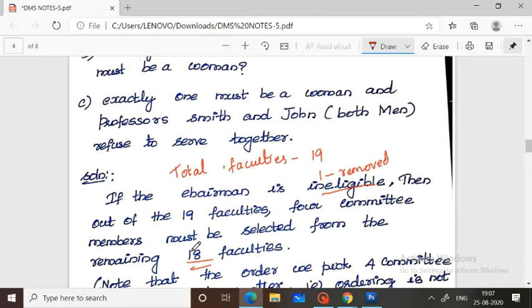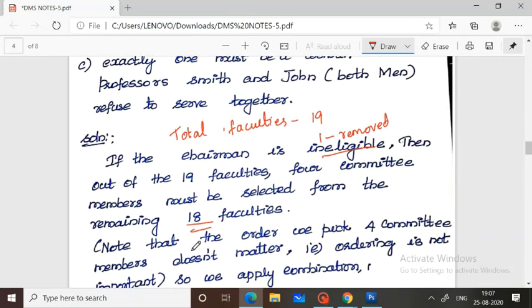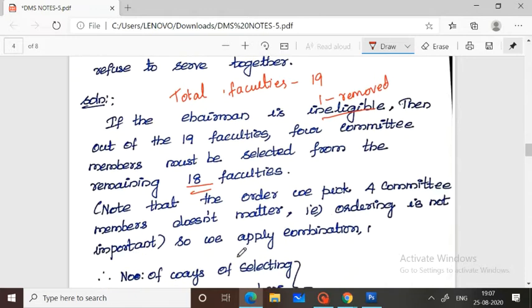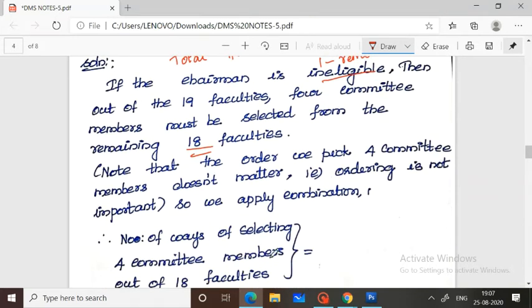അപ്പോൾ ചെയർമാൻ അല്ലാതെ ബാക്കിയുള്ള 18 പേരിൽ നിന്ന് നമ്മൾ 4 പേരെ സെലക്ട് ചെയ്യണം. Therefore the order we pick 4 committee members, that doesn't matter here. Ordering is not important. That means we apply the combination. അതായത് ഓർഡറിങ് ഇമ്പോർട്ടൻ്റ് അല്ലാത്ത സ്ഥിതിക്കും we are selecting 4 out of 18. So therefore combination ആണ് നമ്മളിവിടെ അപ്ലൈ ചെയ്യേണ്ടത്.